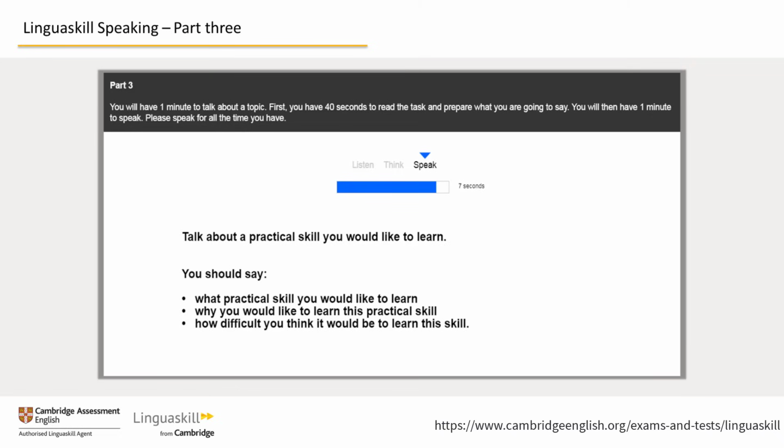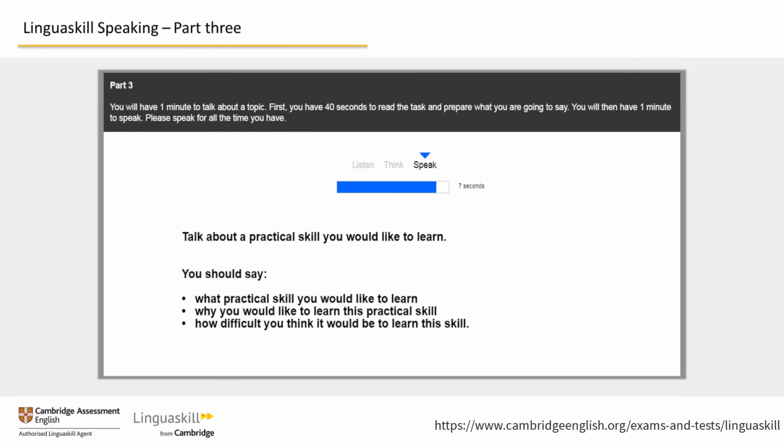In this part of the test, you are given 40 seconds to think of a response before you speak. You may want to write some notes while you think, so take a pen and paper into the test. Some test takers make a list of the main points using the prompts on screen to help give them ideas, so they can say more when it's time to speak.